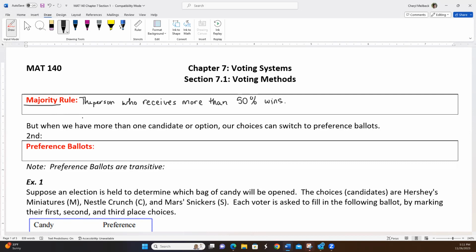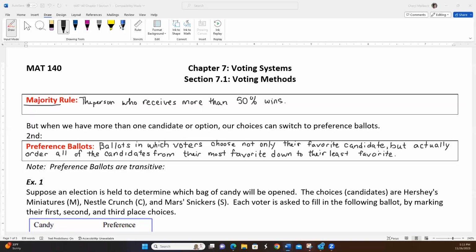Now, the type of ballots that we're going to look at in this section are called preference ballots. Preference ballots are ballots in which the voters can choose not only their favorite candidate, but they actually order all of the candidates from their most favorite down to their least favorite. So I hope you can actually read that.